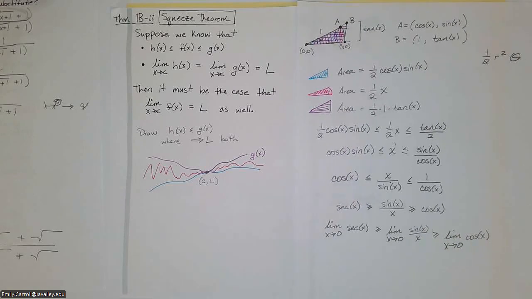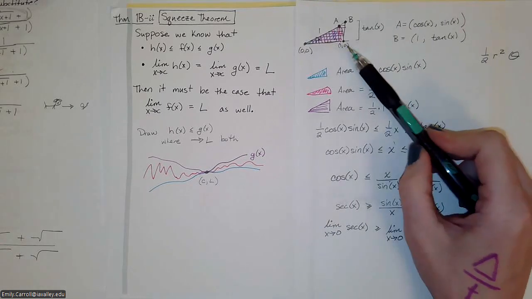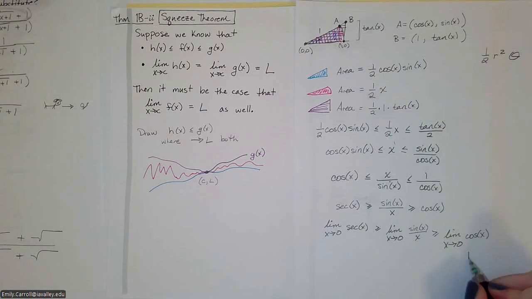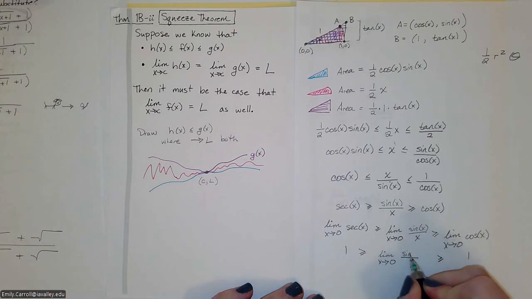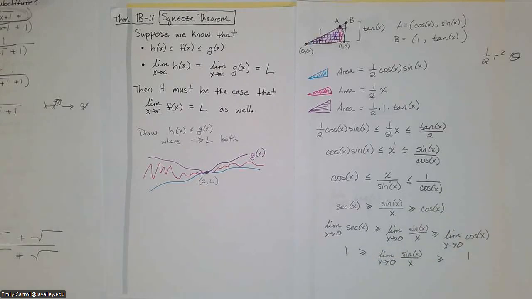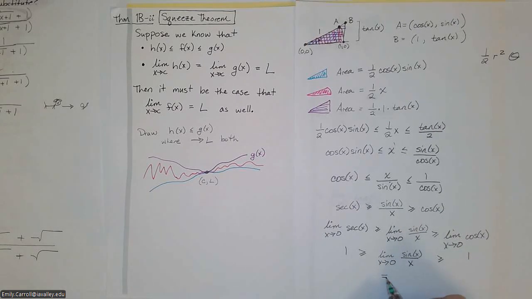Okay, well, guess what? Cosine's allowed to take in 0. What is cosine of 0? It's the x value on the unit circle where the angle is 0. Cosine of 0 is 1. Secant of 0 is also 1. And so we have squeezed the limit that we want in between 1 and 1. Therefore, it must be 1. Cool, huh?